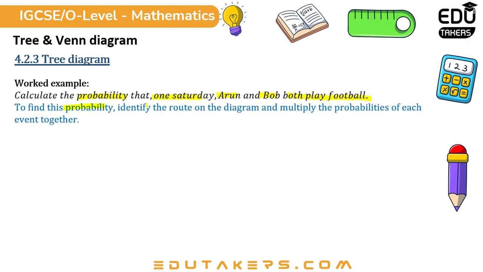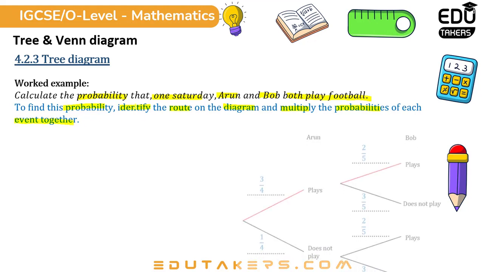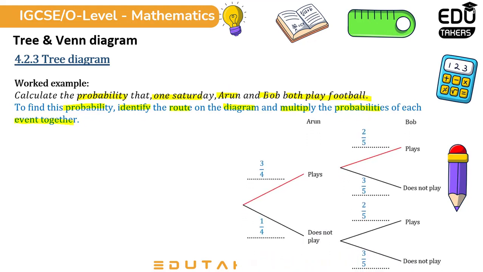To find this probability, identify the route on the diagram and multiply the probabilities of each event together. Arun and Bob both play football. So both play football will be here. 3/4 times 2/5 equals 6/20.